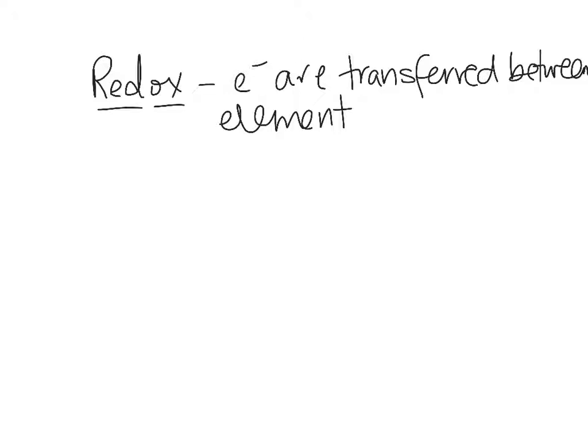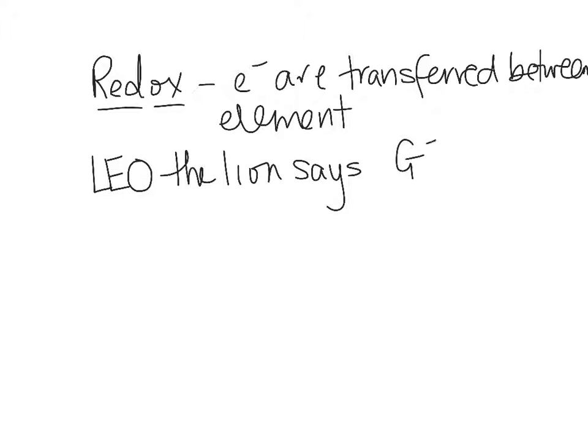So there's a way to remember it. Leo, the lion, says grr. Loss of electrons is oxidation, Leo. Gain of electrons is reduction, grr.